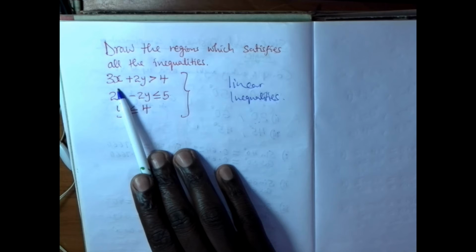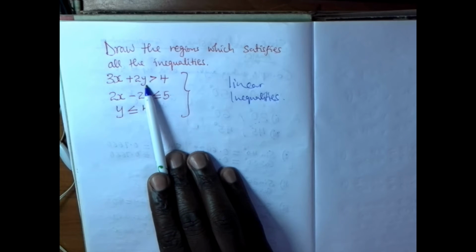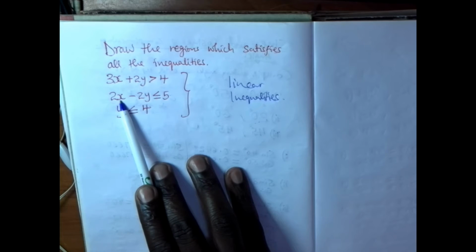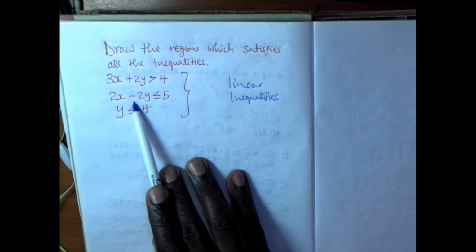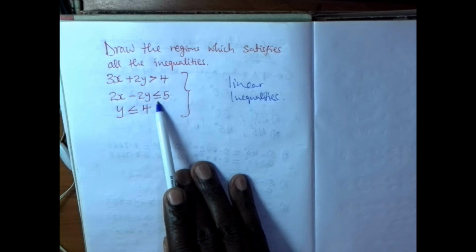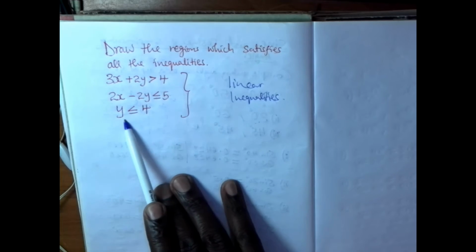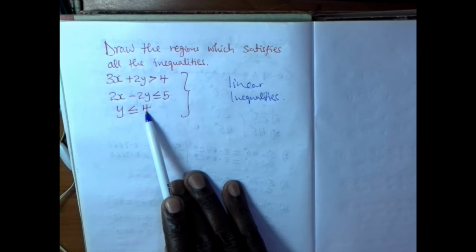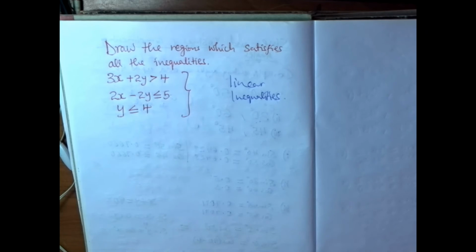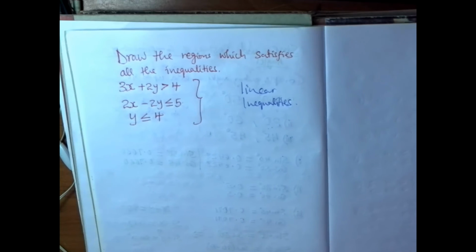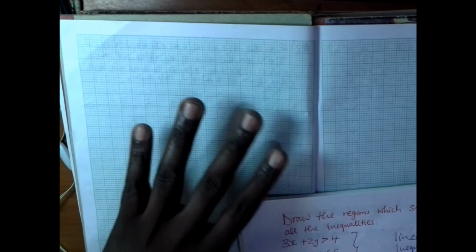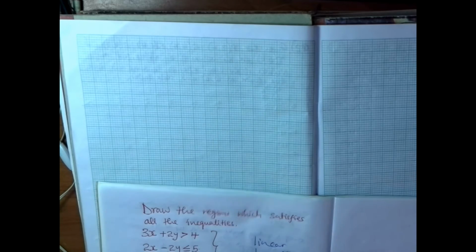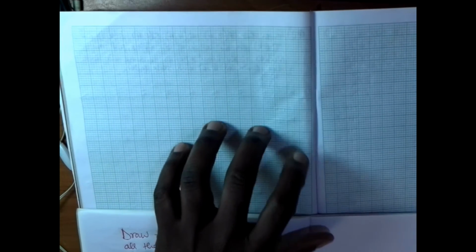So, we have the first inequality, 3x plus 2y is greater than 4. The second inequality, 2x minus 2y is less than or equal to 5. And the third one is y is less than or equal to 4. So we have the three inequalities and we need to represent them on a graph. I'll work it out, then I will show you how to represent those regions on this graph book.